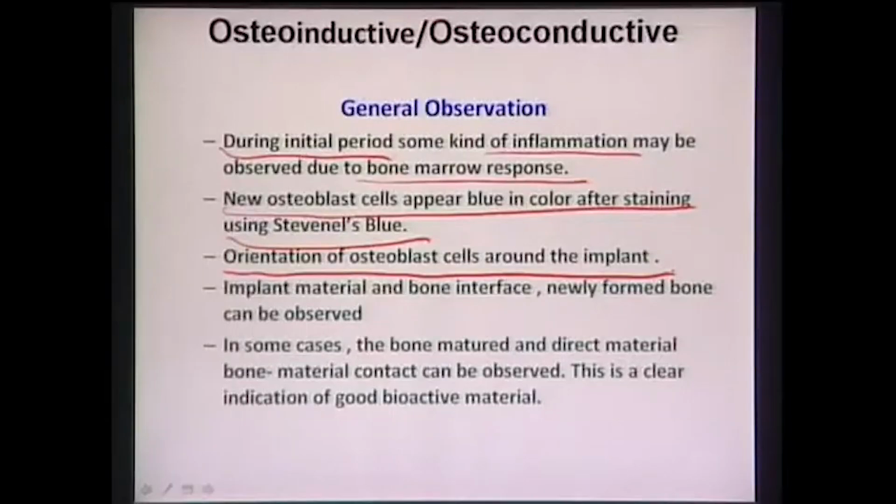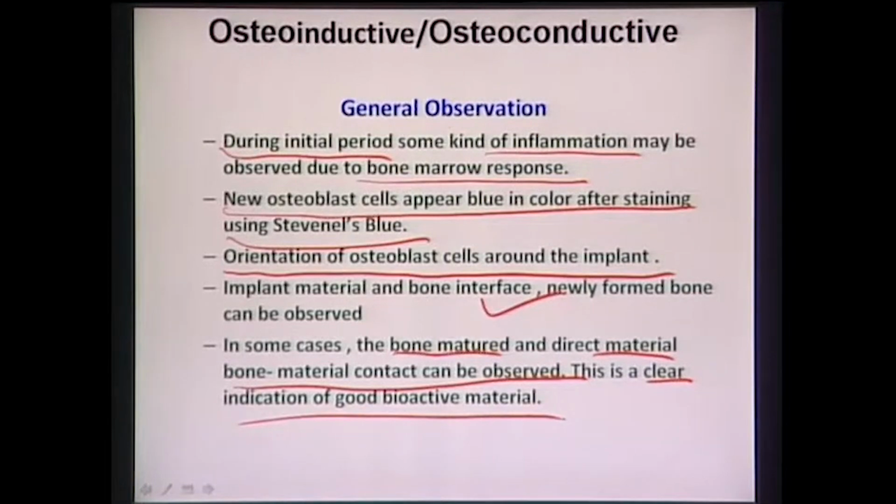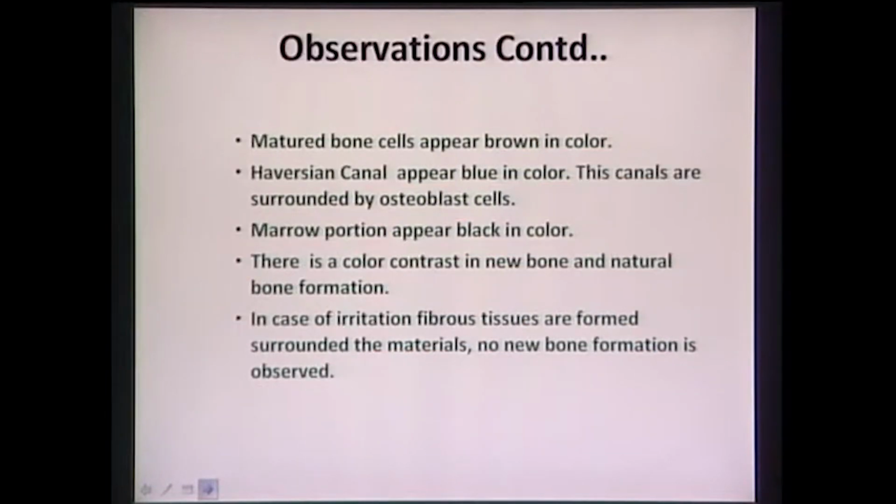Now also you have to see the implant material and bone interface, where the new bone formed can be observed, and in some cases some matured bone or direct bone-material contact also can be observed. This is a clear indication of a good bioactive material. Bioactive material means bioactive in vivo, then this kind of observation you can make. Then matured bone cells appear brown in color.